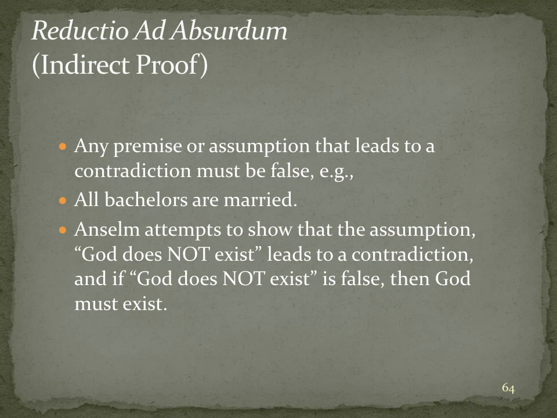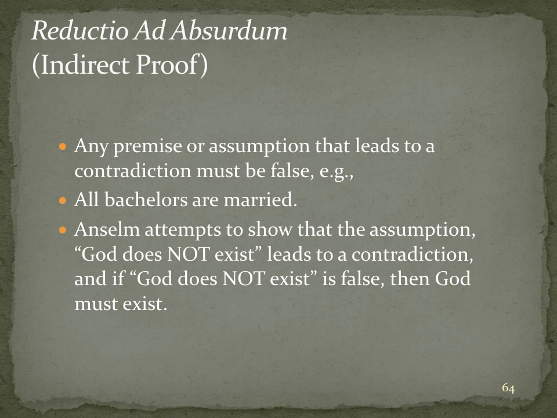These sorts of arguments work like this. They start with an assumption that they ultimately want to reject. So Anselm wants to prove God exists, so the assumption that he ultimately wants to reject is the assumption that God does not exist. He's going to start with that assumption that God does not exist, and then try to show that that assumption doesn't make sense, and thus we have to throw it out. And if we throw out the idea that God doesn't exist, then that means that God does exist. So it's an indirect method.